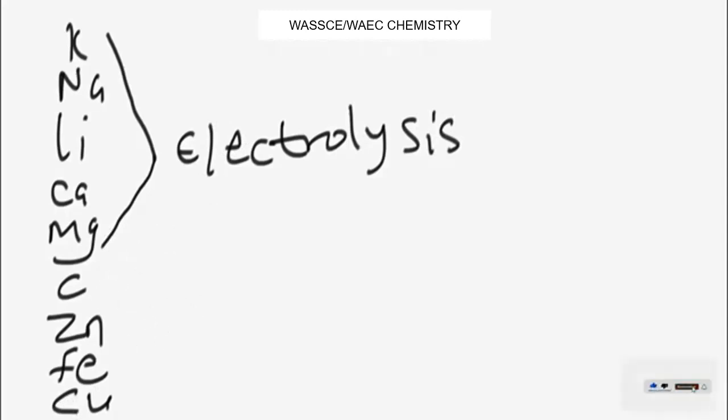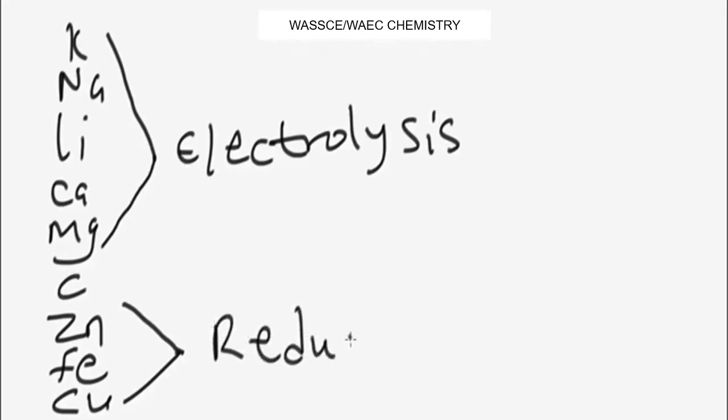Whereas metals below carbon in the reactivity series can be extracted by reduction using carbon. All right, so for instance, metals from zinc to copper are below carbon in the reactivity series of metals. So these can be extracted using reduction reaction. All right, metals below carbon in the reactivity series can be extracted using reduction reaction with carbon. Reduction with carbon.